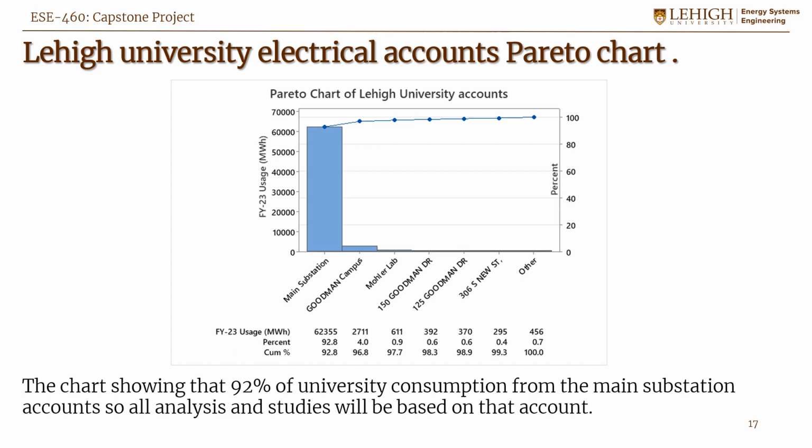As shown in the graph, we collected the electric bills for the big electrical account of Lehigh University. This result shows the main substation account is the biggest account contributing to Lehigh University's electrical consumption, at approximately 92% of the total consumption, so all the project analysis and results are based on this main account. Lehigh University's yearly consumption is around 62 gigawatt hours.